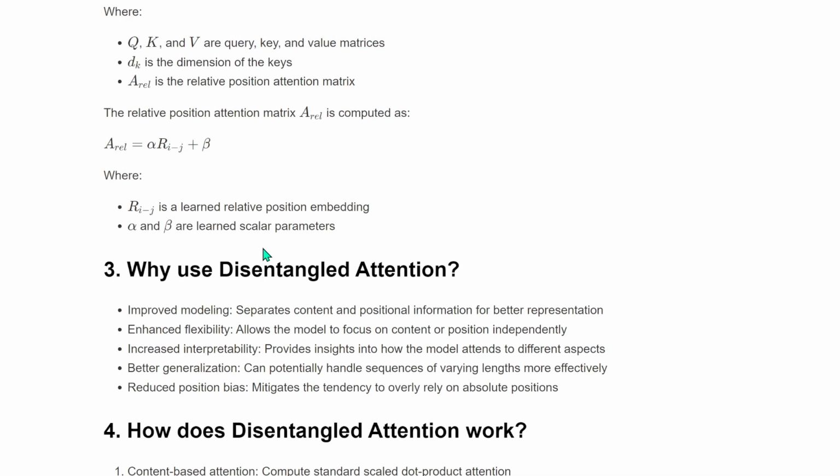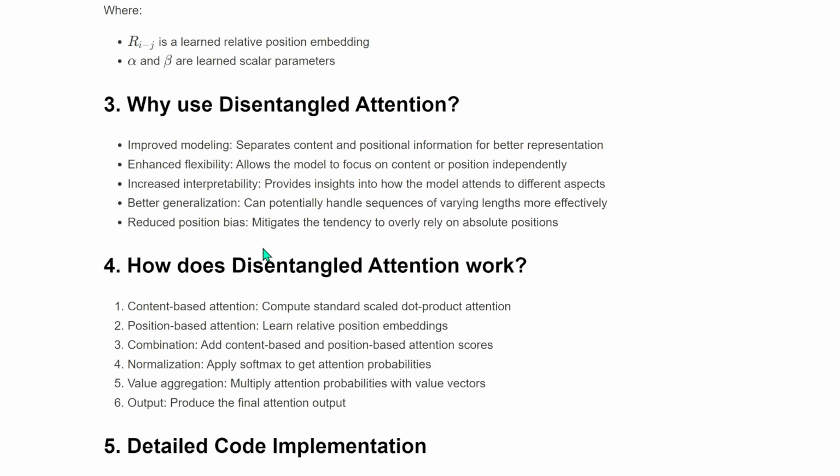Now, why should you use this disentangled attention? First, it will provide better representation because both are separate. It enhances flexibility, and the interpretability is also better, because if you add both of those together, you don't know what the model is focusing on. Now you can see how much the position is attended and how much the context is attended, and how much it is impacting. And also the position bias is reduced because you're not adding them together.